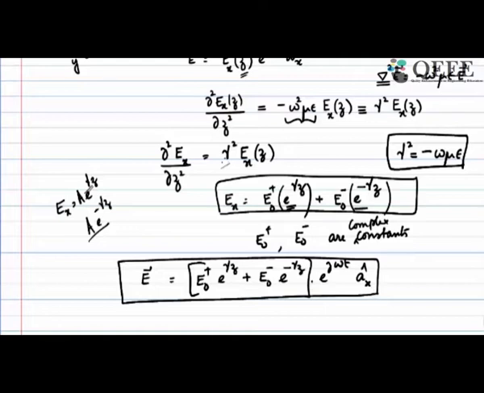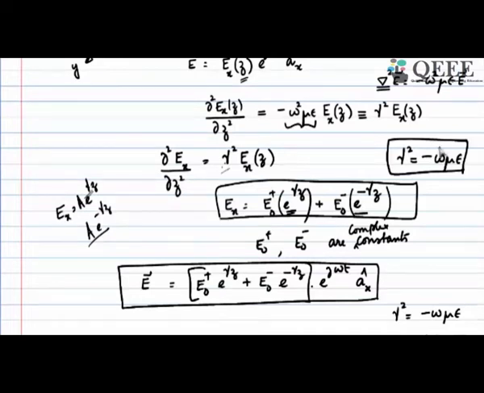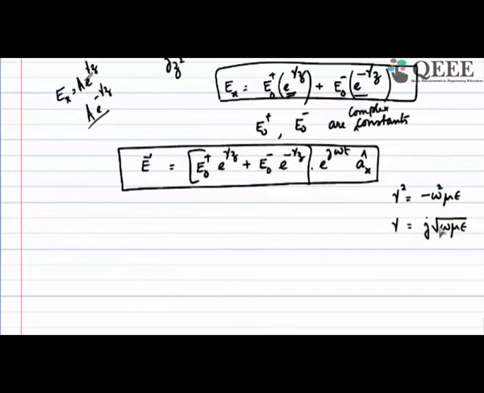Now the question is, we need to bring in some physical understanding for this solution. What does it actually mean to say that the solution is this complicated looking mathematical expression? To understand the meaning, let's first figure out what this gamma square is. Gamma square is minus omega square mu epsilon, which means gamma is square root of minus 1, which is j, times omega root mu epsilon. I made a mistake here, this has to be omega square. So this is j omega root mu epsilon.